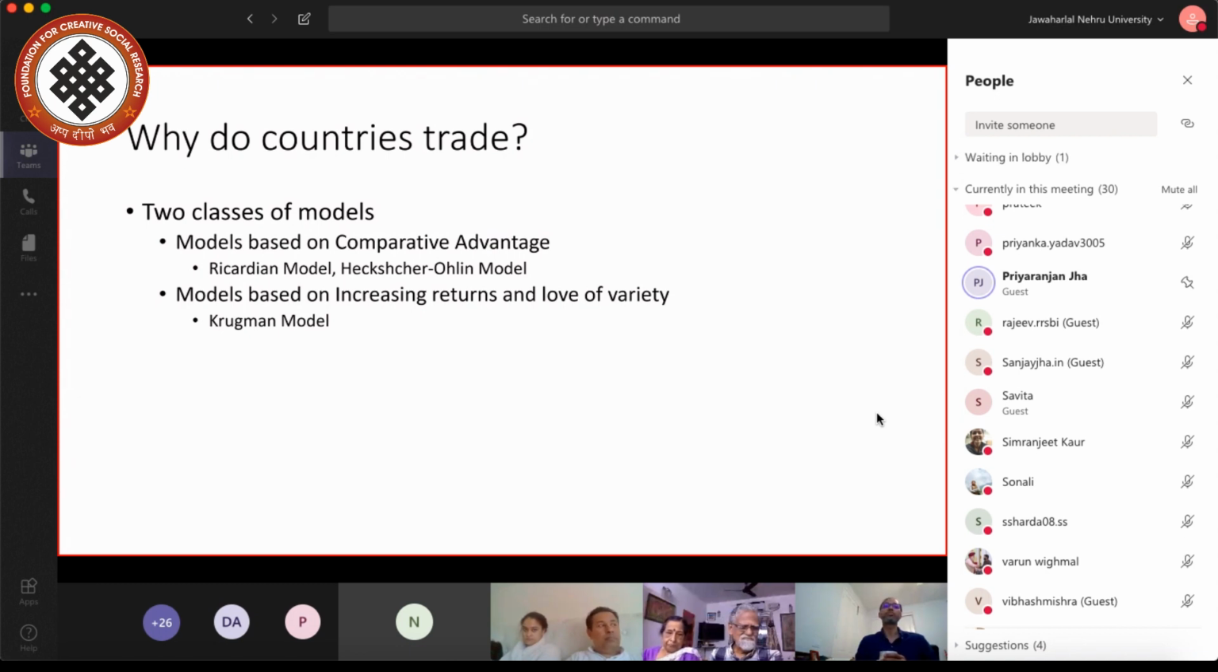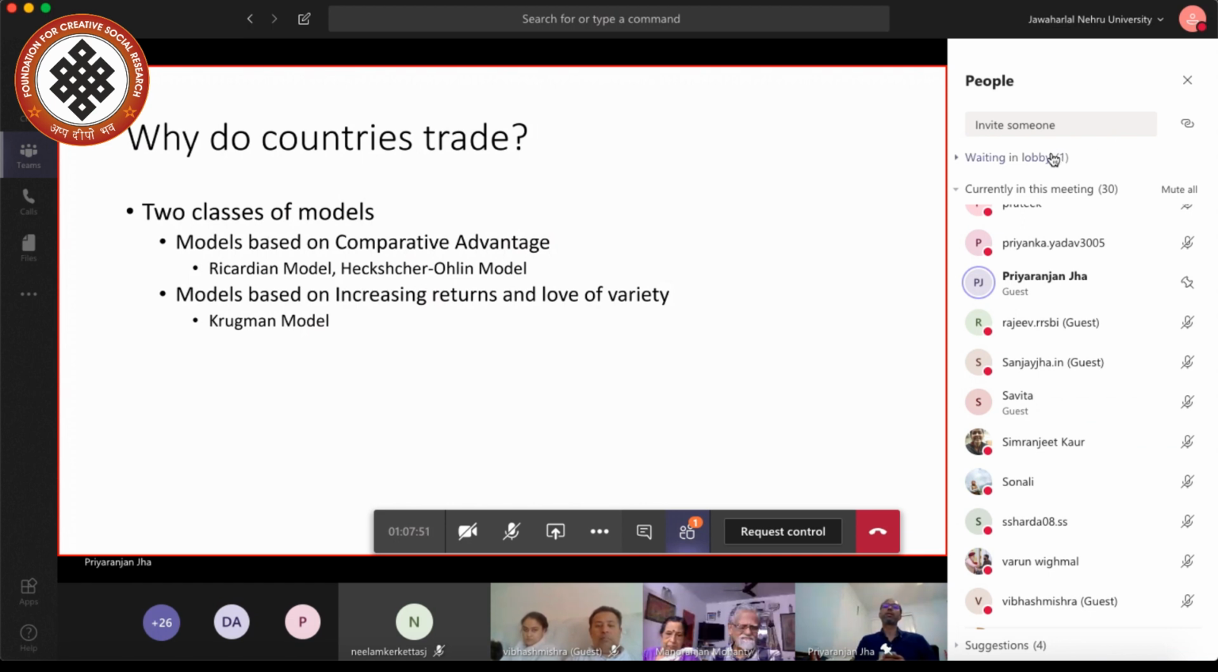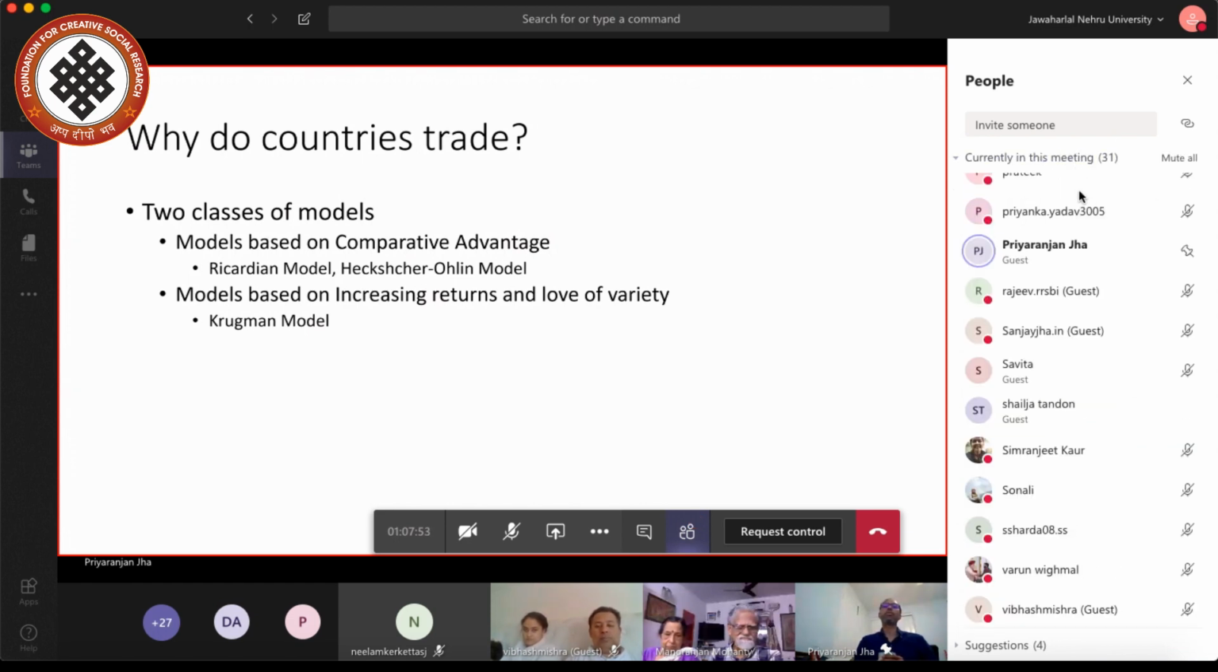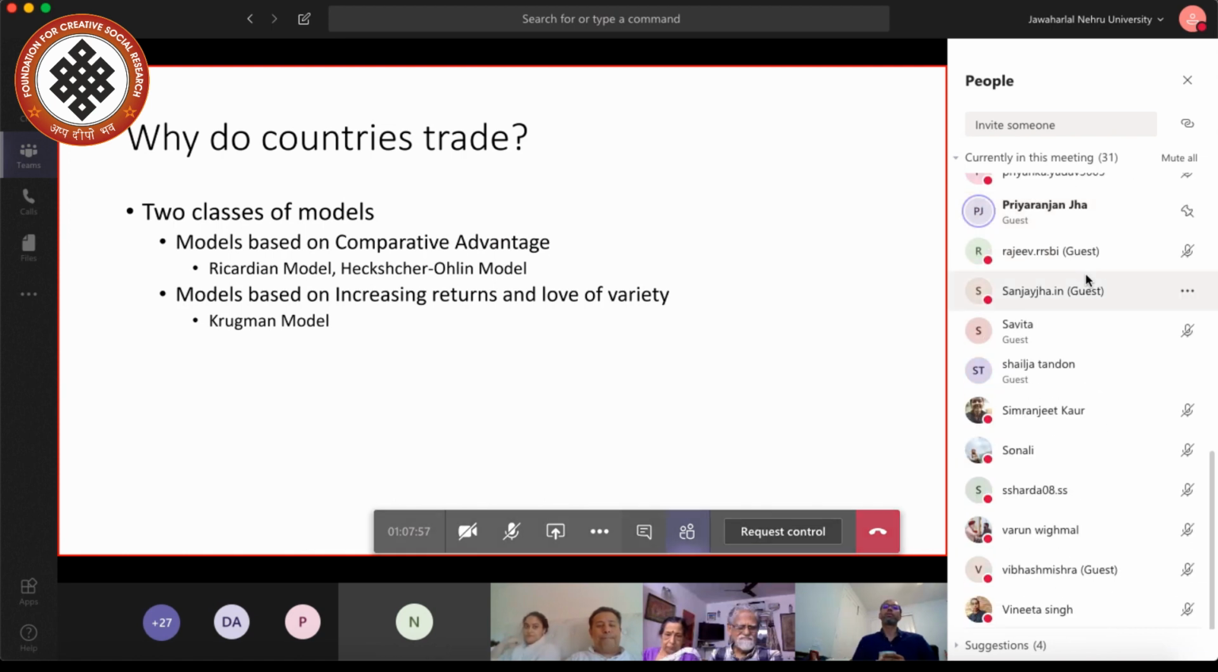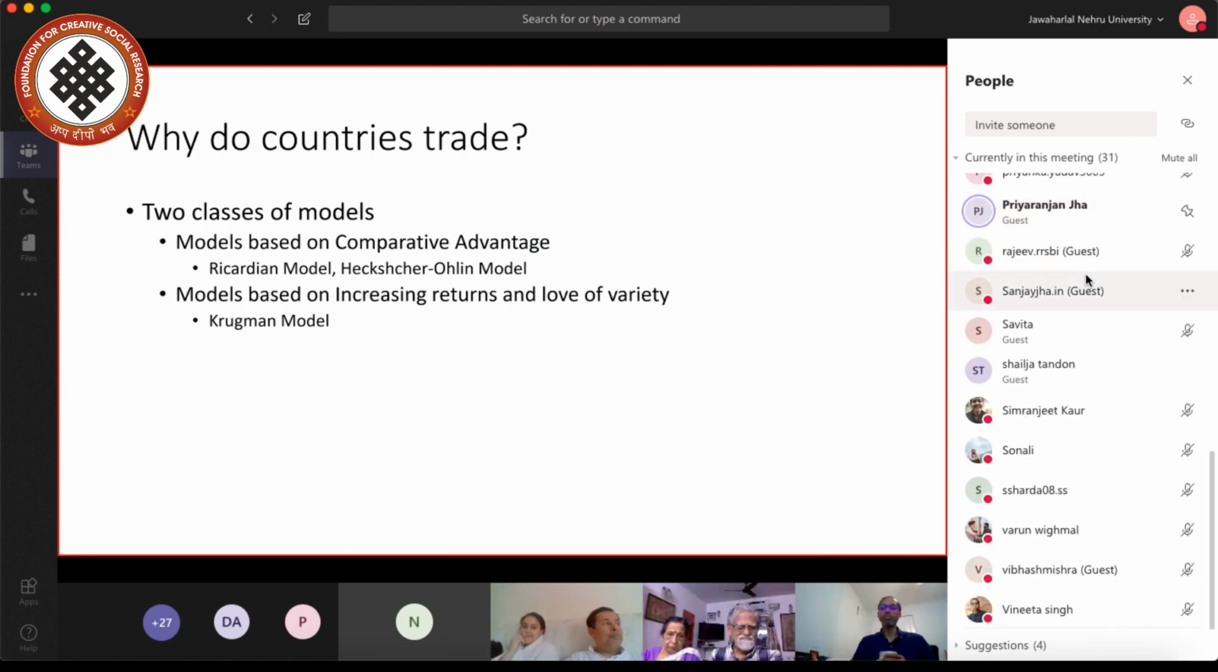The opportunity cost of producing cloth is less in England, and the opportunity cost of producing wine is less in Portugal, and that's why even though Portugal has lower productivity in both, in relative terms, Portugal is better at making wine, and therefore both countries can gain from trade by exchanging wine for cloth. So England would export cloth, and Portugal would export wine, and both of them would be better off.